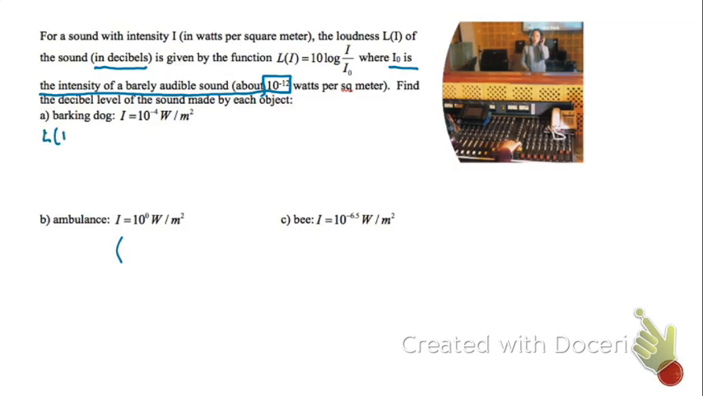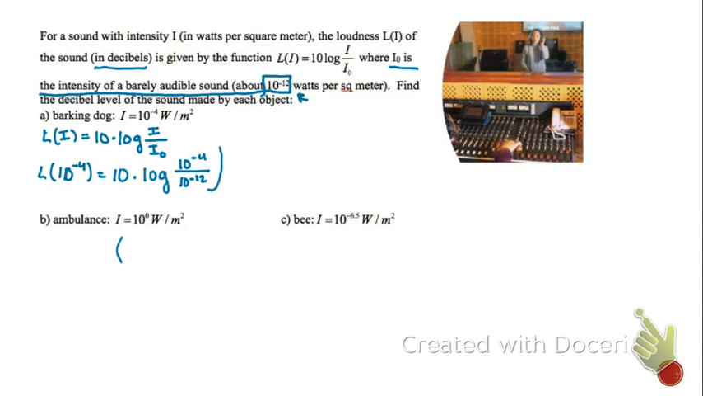I want to find the loudness of a barking dog, which is 10 to the negative 4th. So I'm going to plug that right into this formula. I've got L of I equals 10 times the log of I over I sub 0, and then I'm going to plug that right in. So L of 10 to the negative 4 equals 10 times the log of 10 to the negative 4 over 10 to the negative 12. And I know that it's 10 to the negative 12 because up there it states that my I sub 0 is 10 to the negative 12.